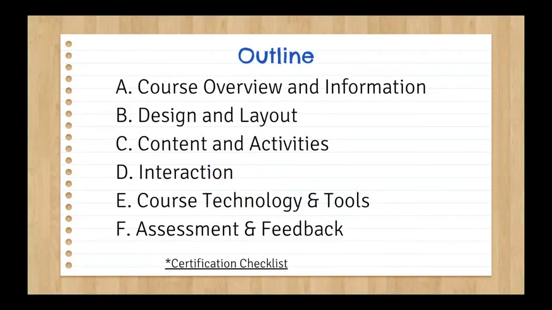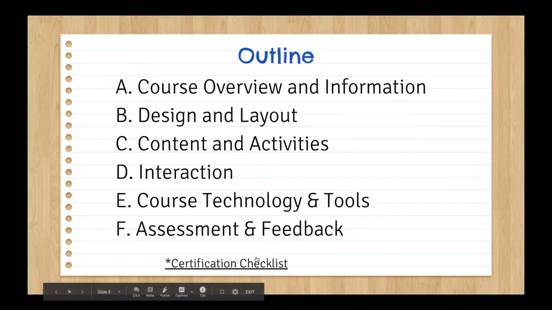Okay, so this is the outline that we're going to cover today. Basically, the outline listed here is just the certification checklist that you all will have to use to get certified to teach online. And so I just copied it exactly word for word, as you can see, and also by the letters. Letter A is course overview and information. B, design and layout. C, content and activities. D, interaction. E, course technology and tools. F, assessment and feedback.